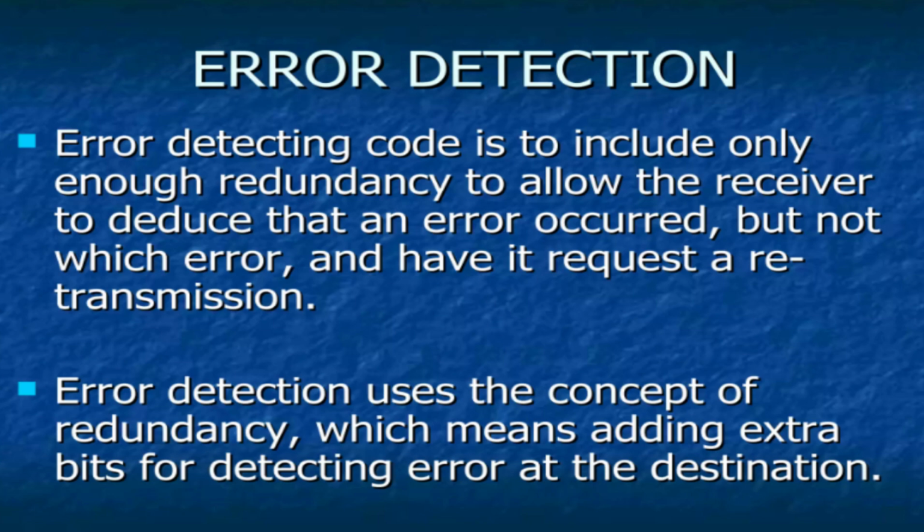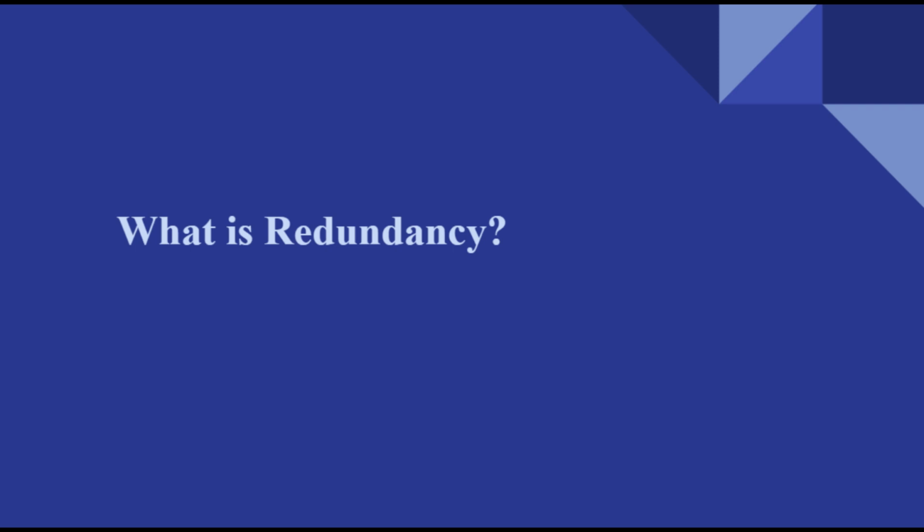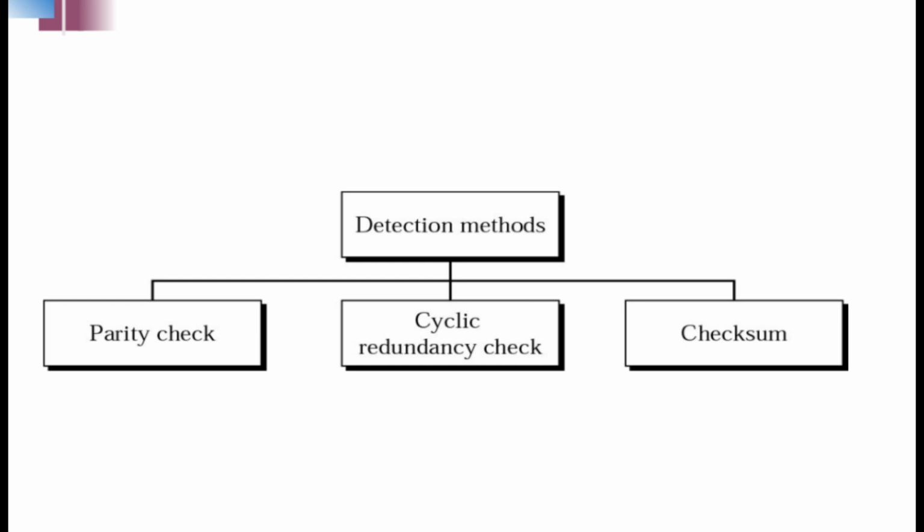Now the question is, what is redundancy? Instead of repeating the entire data stream, a shorter group of bits may be appended to the end of each unit. This technique is called redundancy because the extra bits are redundant to the information. They are discarded as soon as the accuracy of the transmission has been determined. We can detect errors using these error detection methods: parity check, cyclic redundancy check, and checksum.